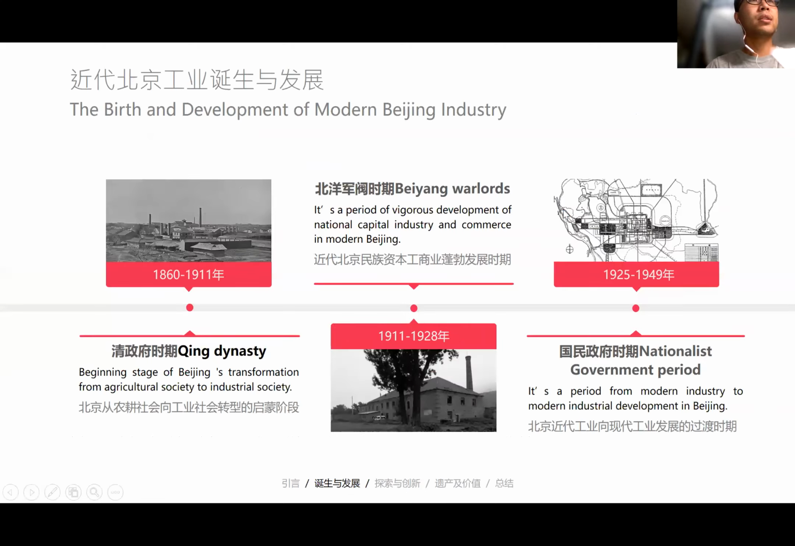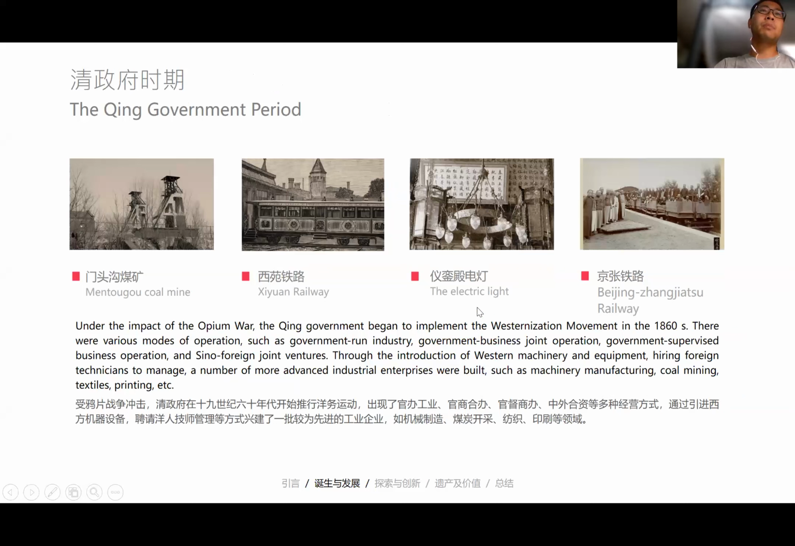Before discussing the development of Beijing industrial buildings, we need to know that Beijing's industrial development included three important historical stages. The first is the Qing dynasty, the government by Qing. The second one is the Northern Warlord period. And the third one is the national government period.